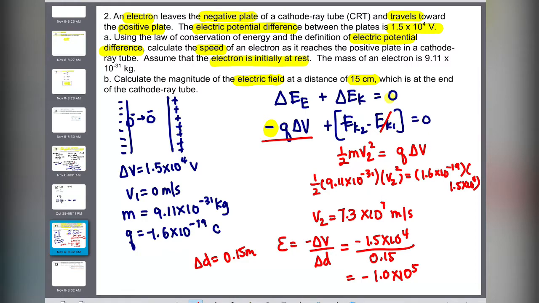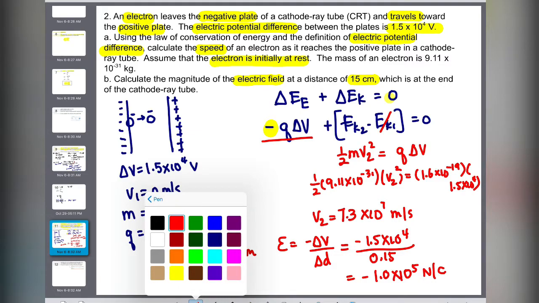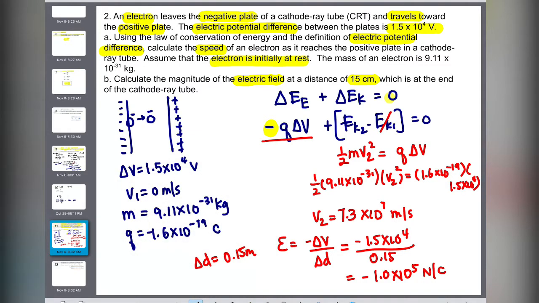And the unit for epsilon, we said from yesterday, is newtons per coulomb. But if you actually take a look at what other units it could be, it can also be volts per meter, okay? So that's a possible unit that you can have for epsilon, or the electric field.